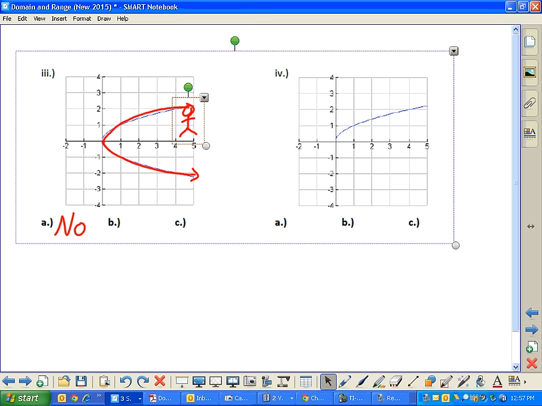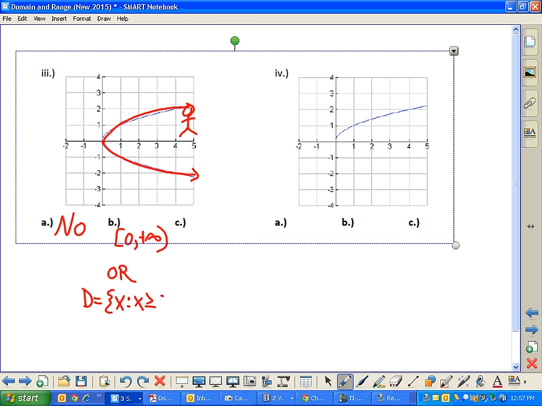You could write this in one of two ways. We could say that the graph starts at 0 and heads towards positive infinity with a parentheses, or we could use our set notation, where our domain is the set of all x values for when x is greater than or equal to 0.